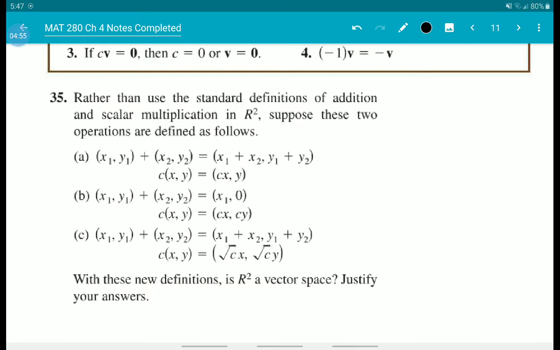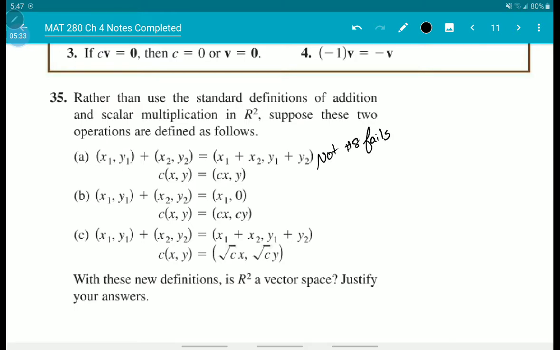I encourage you to look at 35. You may want to pause the video, work through them, and then see what happens with these. A and B, we've already talked about. They're both in R2. Under A, we have standard addition, but multiplication was changed, where that scalar only goes to that first term, not the second term. And remember, we said that this was not a vector space. Number 8 fails.